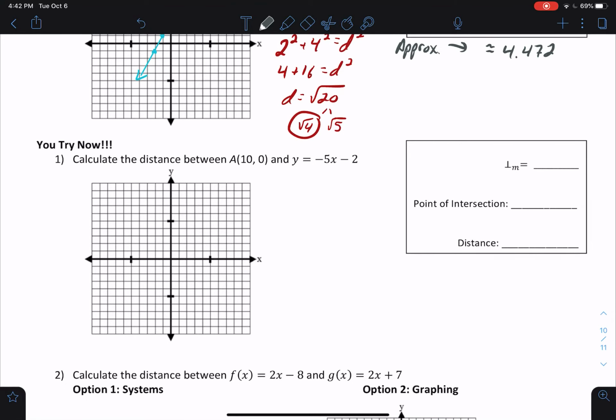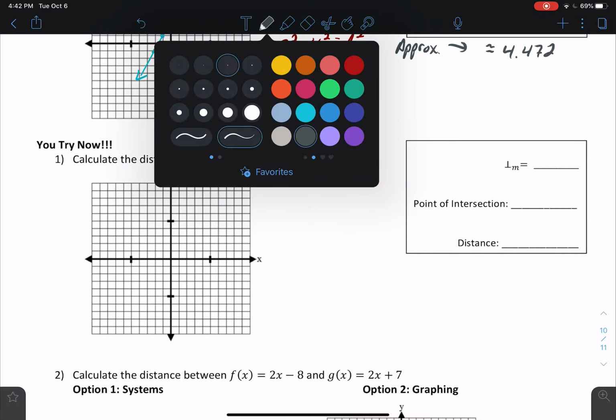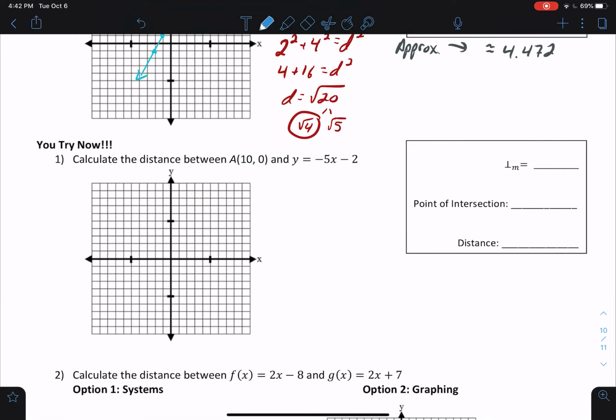Okay? So try out this next one. Pause the video and try this one. Alrighty, let's go through it. So A is at 10, 0. Okay, 10, 0. That's right on the x-axis over here. So this is point A. All right, y equals -5x minus 2.